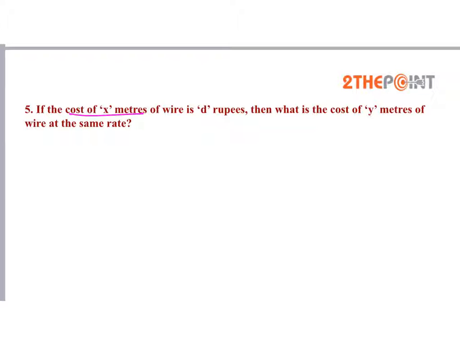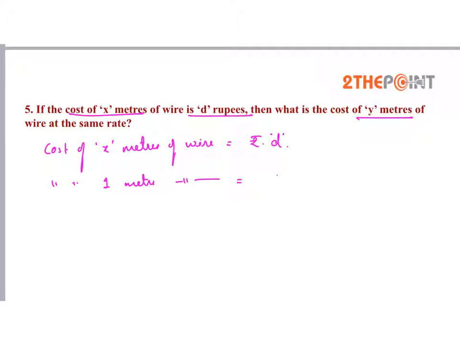If the cost of x meters of wire is d rupees, then what is the cost of y meters of wire at the same rate? So here it is given that the cost of x meters of wire equals d rupees, and we find the cost of 1 meter of wire, which equals d by x. Now find the cost of y meters of wire, which equals d by x into y. Therefore, the cost of y meters of wire is dy by x rupees.